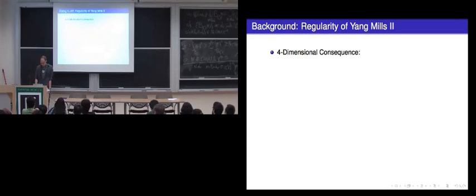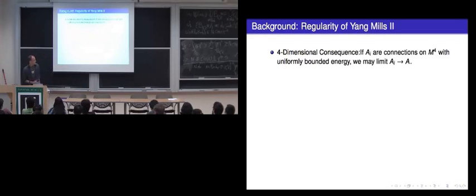Of this point. Imagine now we want to study a sequence of connections on, again, just the ball of radius 2, uniformly bounded energy. Then what this estimate here actually allows you to do is to take a subsequence. Now, codimension 4 here basically means isolated finite number of points, right? So it means that you can take a subsequence that will converge smoothly away from a finite number of points to some connection in the limit.